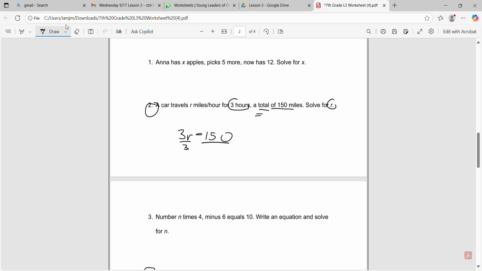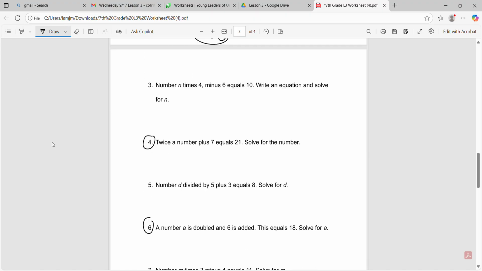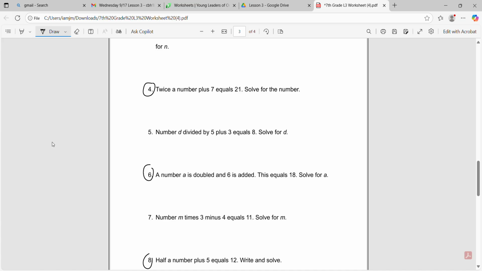So we'll divide using algebra, and then you'll get r equals 50. So the car traveled 50 miles per hour. Nice job. Let's move on to our next question, number 4.